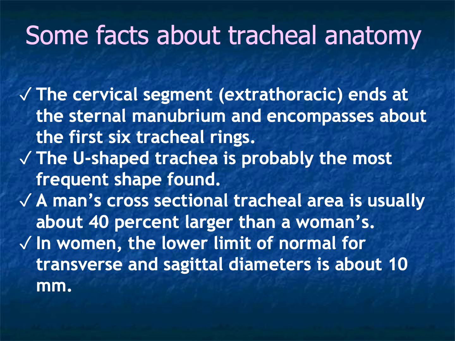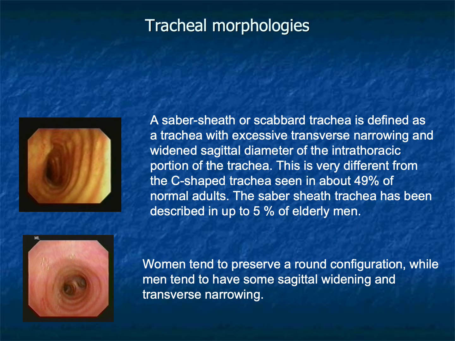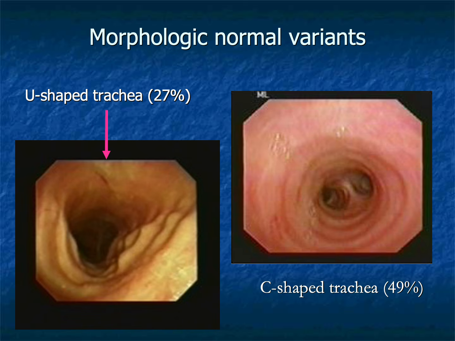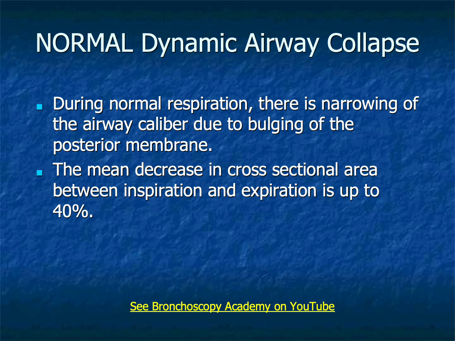These slides review normal tracheal morphologies and variations. The trachea is not identical in every patient. Some individuals demonstrate C-shaped airways, others more U-shaped configurations, and some develop saber sheath morphology with sagittal widening and transverse narrowing. Dynamic changes also occur during respiration. Even normal airways narrow somewhat during exhalation because of posterior membrane motion.